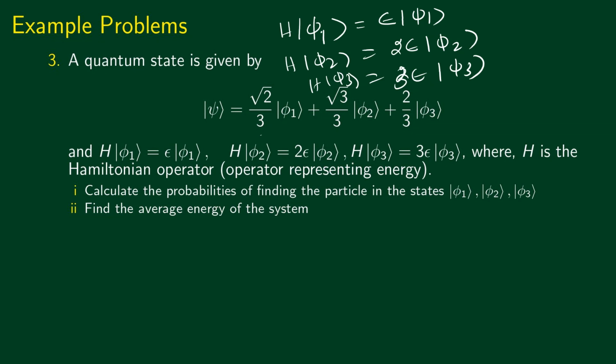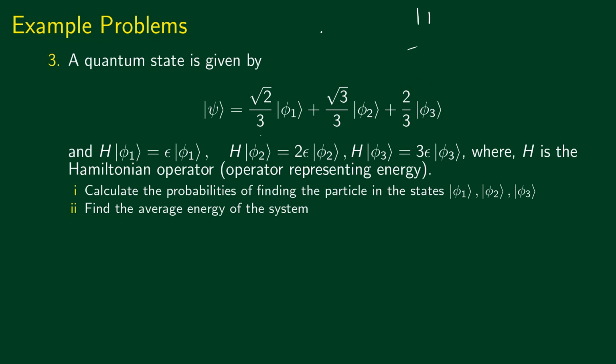So what have we done here? We have expanded ket psi. The given expression is the expansion of ket psi in the basis of the eigenkets of operator H, where H is the Hamiltonian operator.